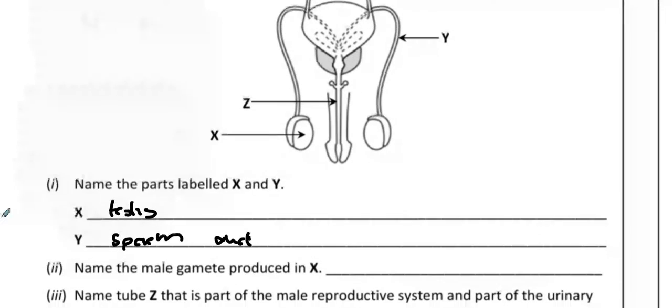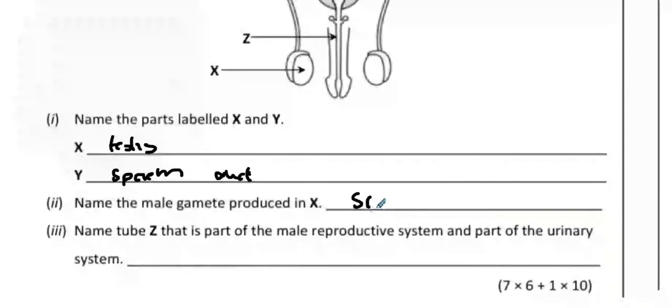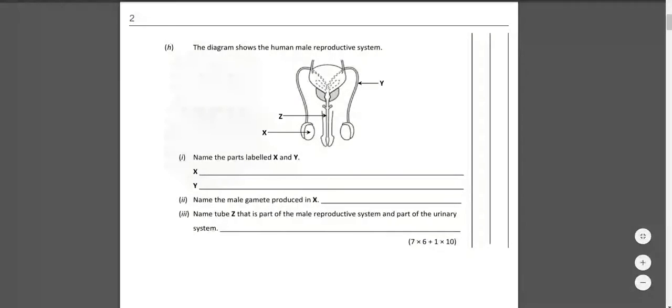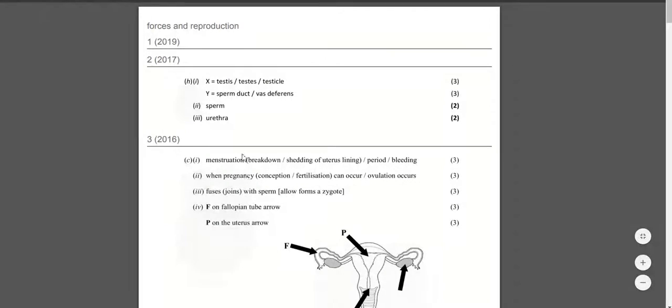Name the male gamete producing X: sperm. And then name tube Z, that is part of the male reproductive system and part of the urinary system. I think Z is the urethra, but we'll definitely check our answer. So let's go to my marking scheme. Urethra is the correct answer. Okay, let's move on to the next question.